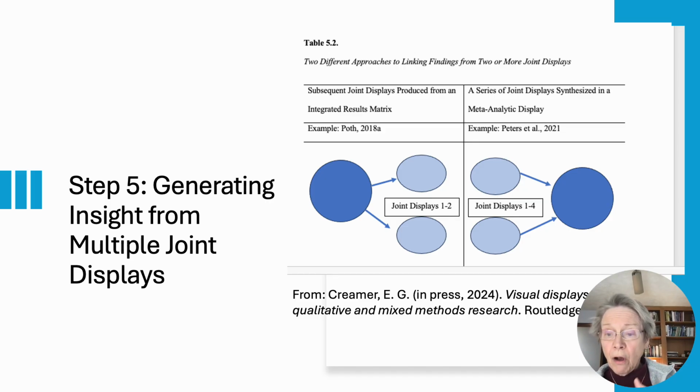The reverse is also true that Peters did, and this is also very, very innovative. Took the findings or themes generated from several joint displays and then integrated them into a final display. So 2 ways to do it. You start with a meta display, and then you break it down and pursue the themes, or you integrate the themes in a meta-analytic display.